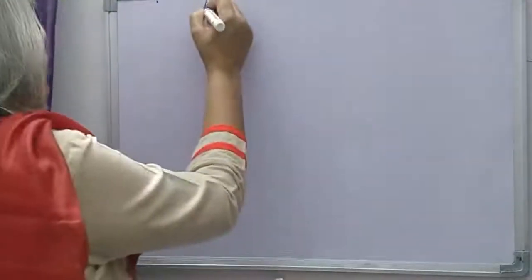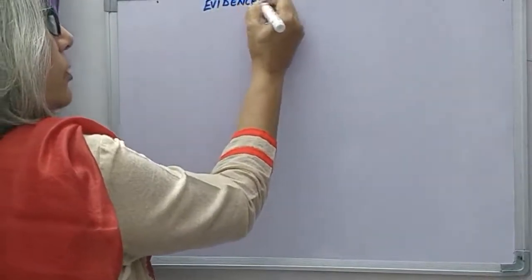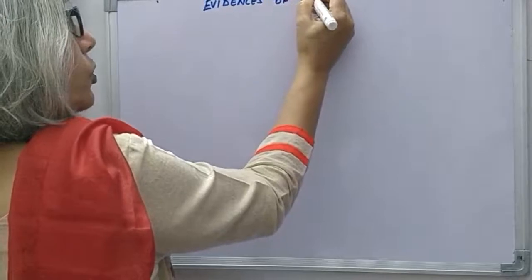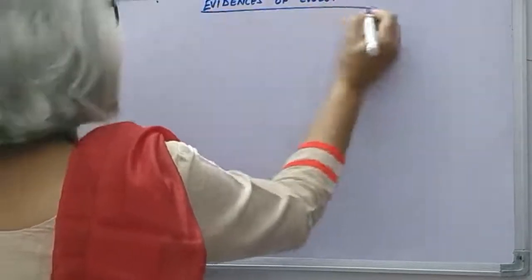Homologous organs are those which show structural similarity. That is, the structure we will see in different kinds of organisms. The structure of a particular organ is the same, whereas the function performed by that organ differs. So such organs are called homologous organs. So we will first do the homologous organs in evidences of evolution. We have to do two examples from animals and two examples from plants.